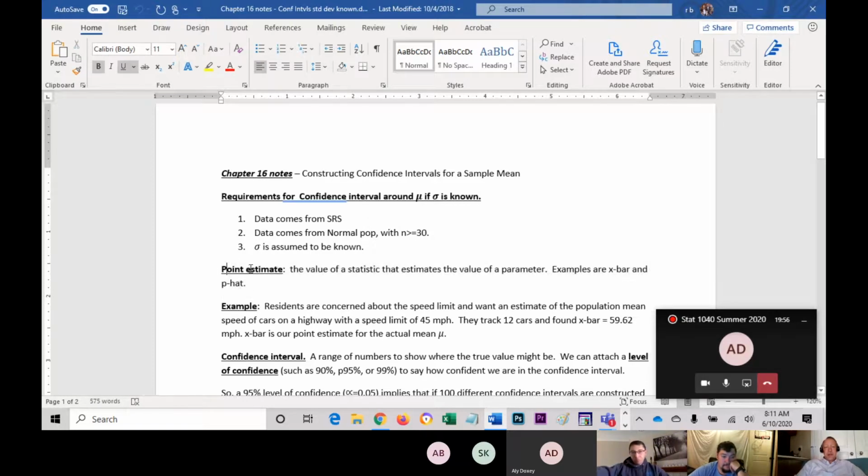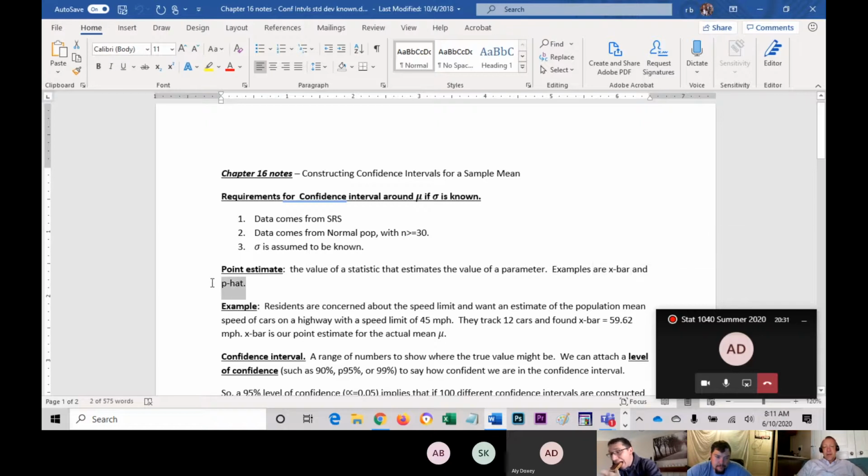So we're going to talk about a point estimate. The point estimate is the value of the statistic that estimates the parameter. So some examples are x bar and p hat, okay? Those are the two that we're going to talk about today. So remember, the x bar is an estimate of mu. Mu is the population mean, x bar is the sample mean, okay?